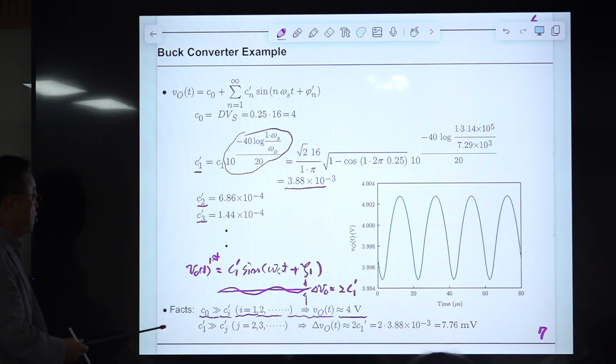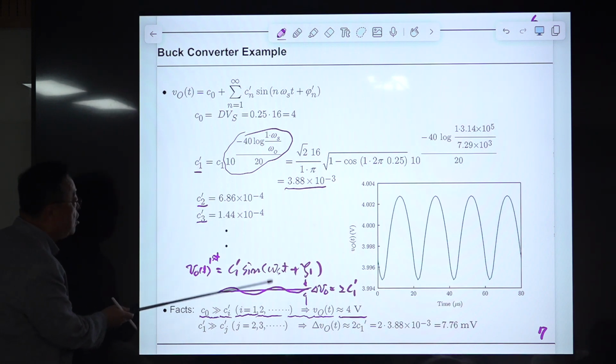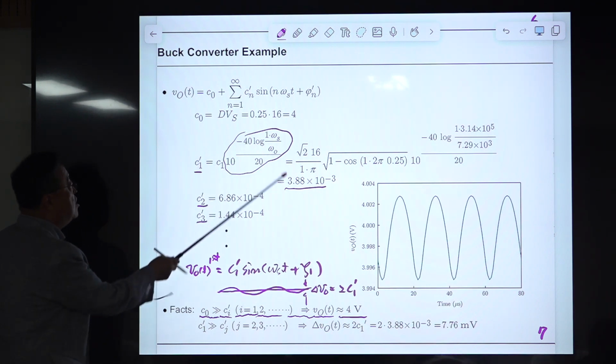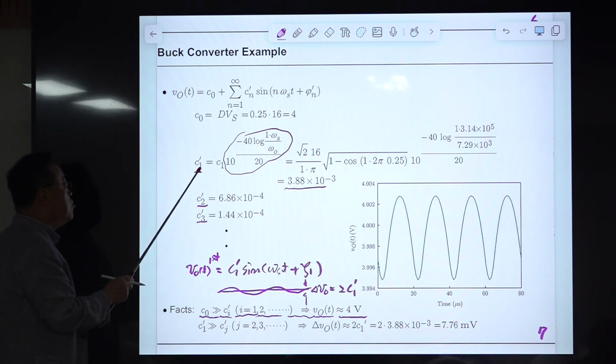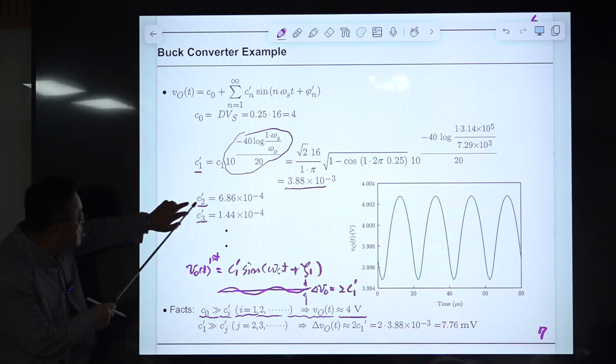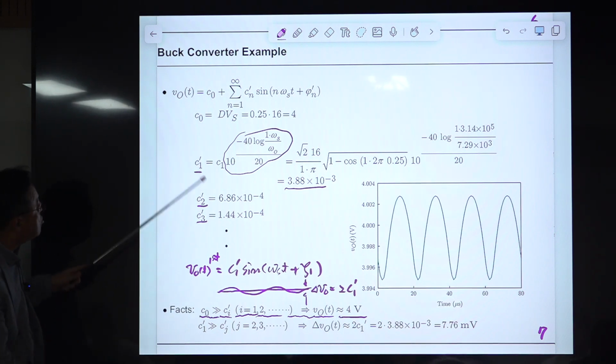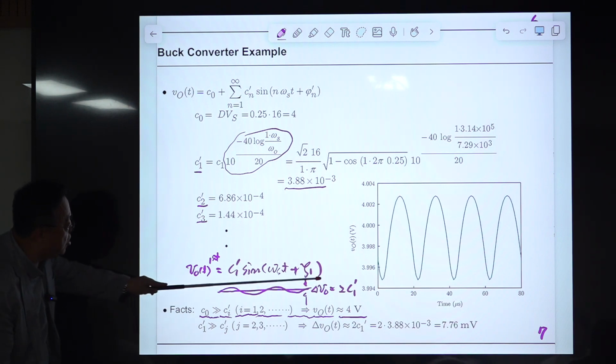Another observation is that C1 prime, compared with the other coefficients of higher-order harmonics, is much larger. C1 prime is the dominant term here. So when calculating this ripple component, you may ignore the others. They are so small. Then we consider this a sinusoidal wave of the fundamental frequency component, and we have this expression.